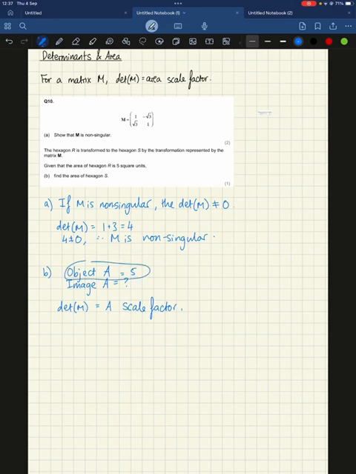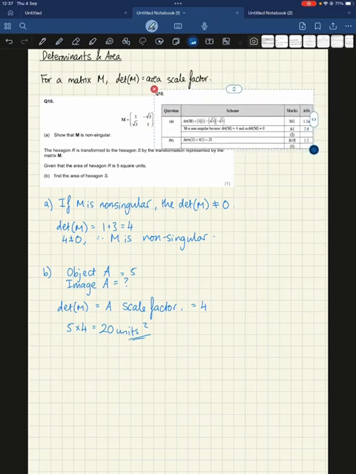Now, because the object is transformed by M to get the image, the area is going to be scaled by this area scale factor. And the area scale factor, well, we just worked out as the determinant, which is 4. So the area of the image, or the area of hexagon S, is going to be 5 times 4 because we're scaling the area, so 20 units squared. And let's just check the mark scheme. So part A, yep, determinant is 4, and that's not equal to 0, so that makes it non-singular. And yes, the area is 20, so we got that correct.